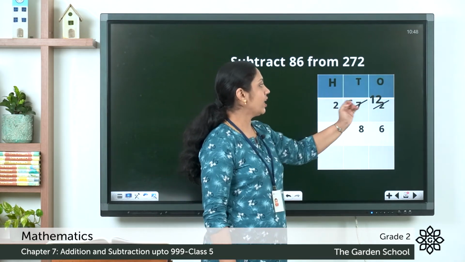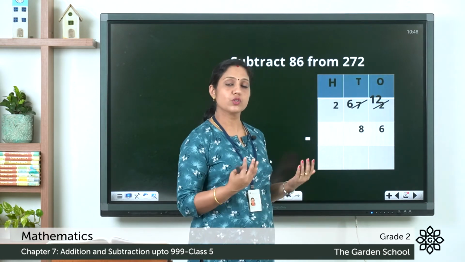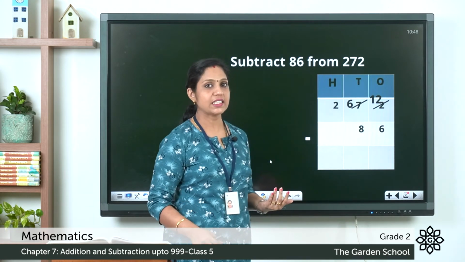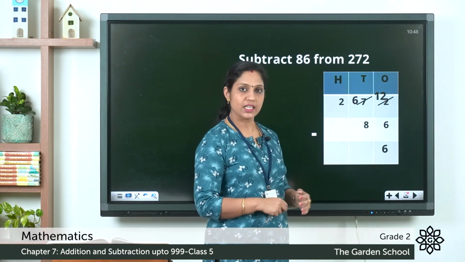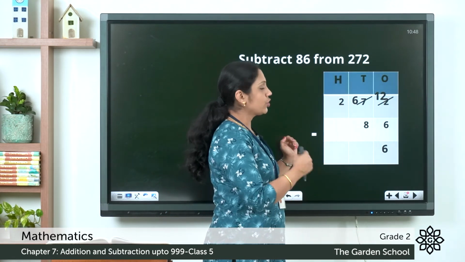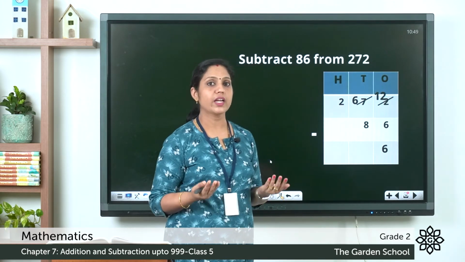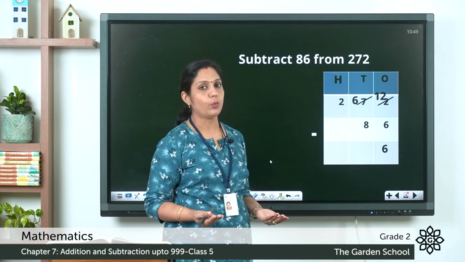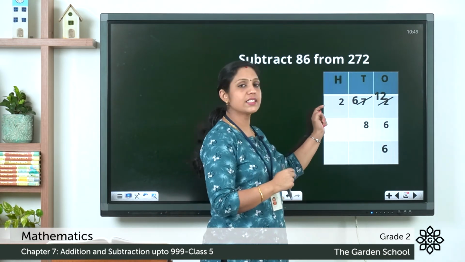So now here in the ones place we have 12 and 6. So how much is 12 minus 6? 12 minus 6 is 6. So we can write here in the ones place 6. Let's move on to the tens place. We have 6 and 8. So here are we able to subtract 8 from 6? No, because 8 is a larger number. So we have to move on to the hundreds place and borrow.